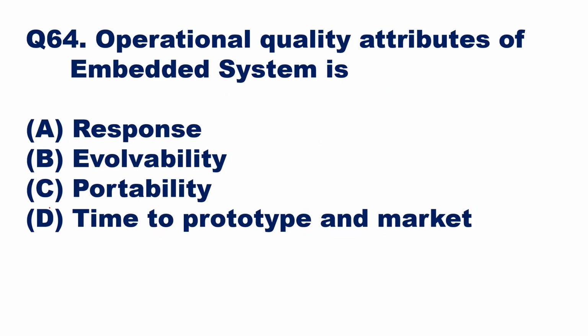Operational quality attributes of an embedded system is. So in an embedded system we have operational quality attributes and also non-operational quality attributes. So here the options given are response, evolvability, portability, time to prototype and market. Out of this, operational quality is response, and non-operational qualities are evolvability, portability, time to prototype, and market. So options B, C, D are non-operational, whereas option A is response, which is an operational quality. So here option A will be the right answer, that is response.